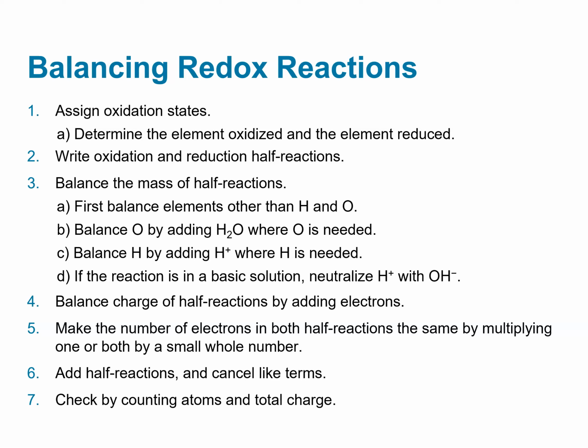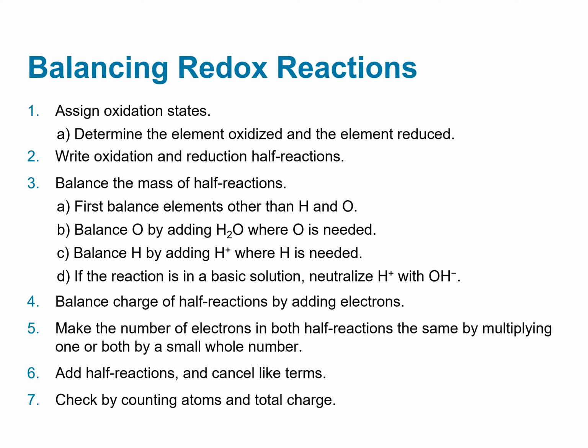Then we write our oxidation and reduction half reactions. Following that, we balance the mass of the half reactions. First we balance everything that is not hydrogen or oxygen. Once everything else is balanced, we balance oxygens by adding waters wherever we need an oxygen, and we balance the hydrogens by adding protons wherever hydrogen is needed. And if the reaction is in a basic solution, we neutralize protons with hydroxides as a final step. That seems silly, but it'll make sense once we start doing it.